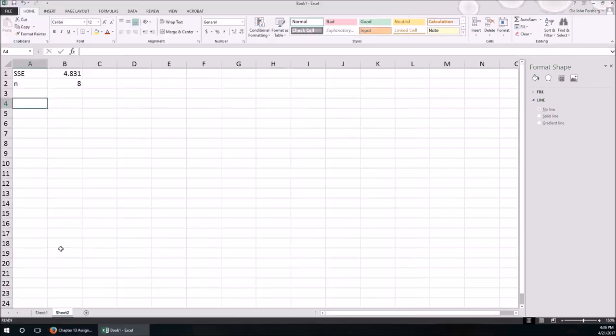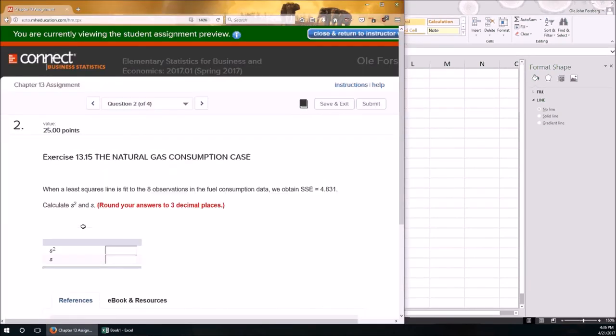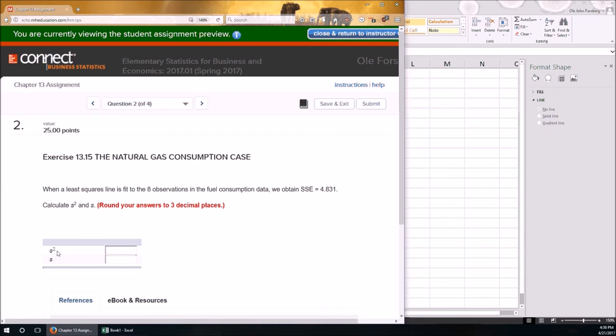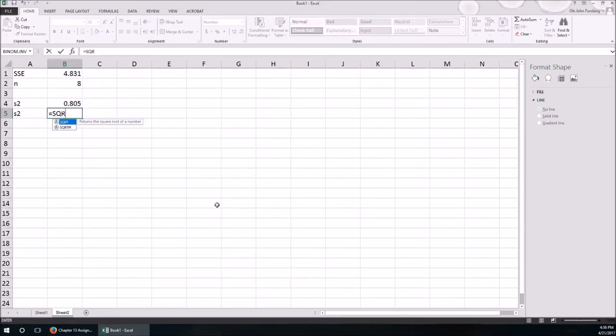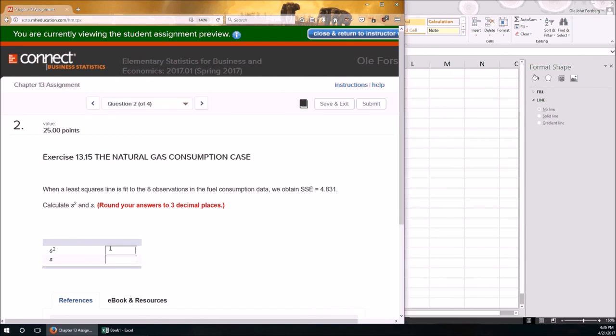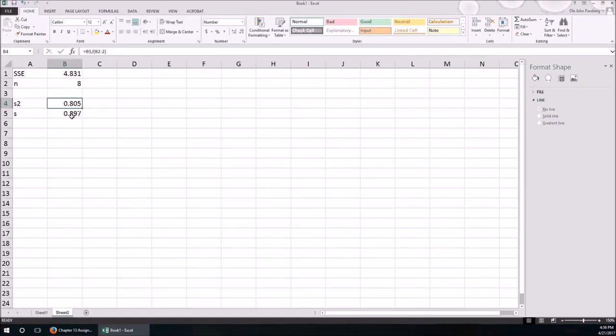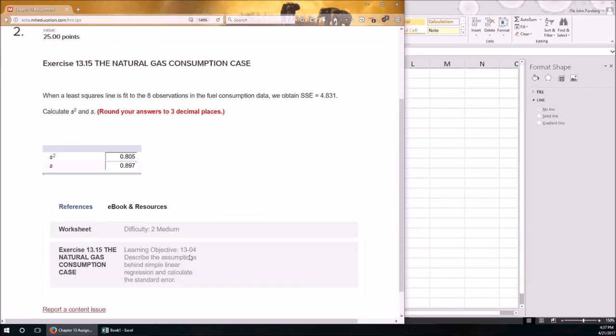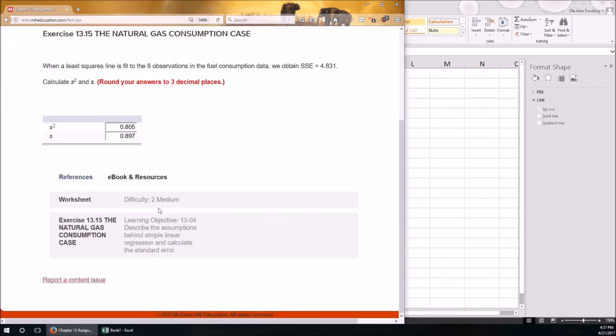So the first thing we're going to calculate is s squared. Remember that s squared from the book is just SSE divided by n minus 2. This is going to equal the sum of squared errors divided by n minus 2. And s is just the square root of s squared. So s squared is 0.805, and s is 0.897. And that's it. That's not bad for medium difficulty.